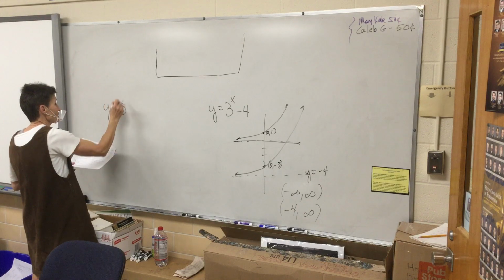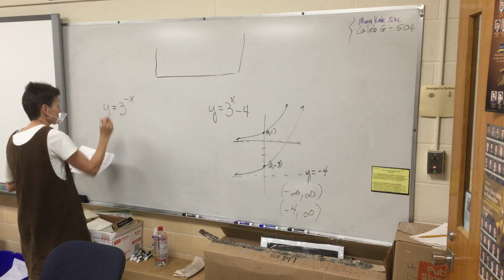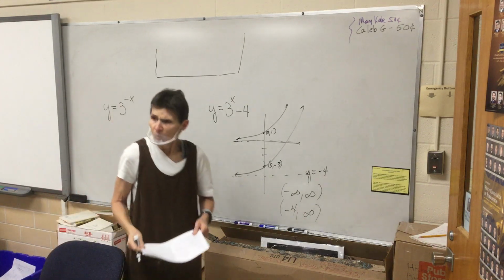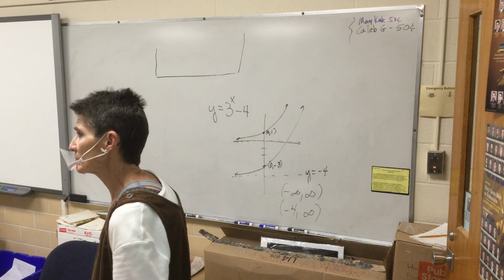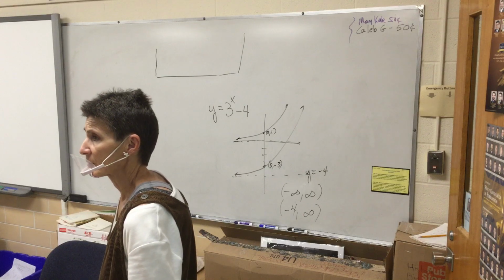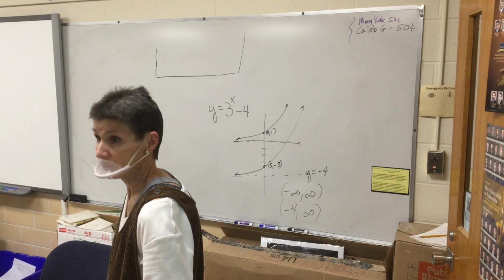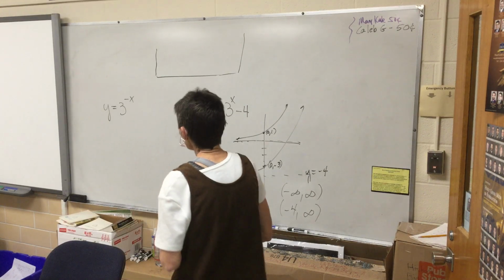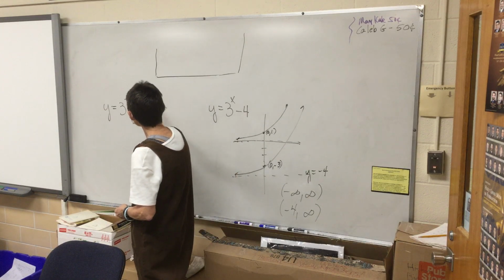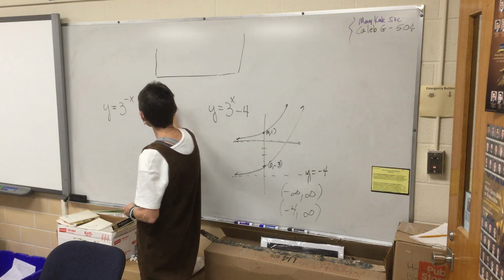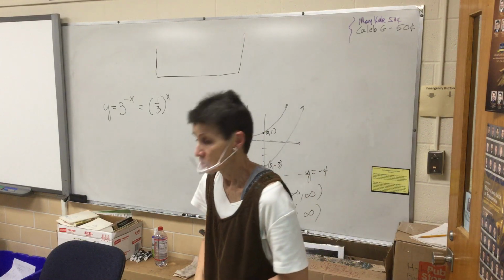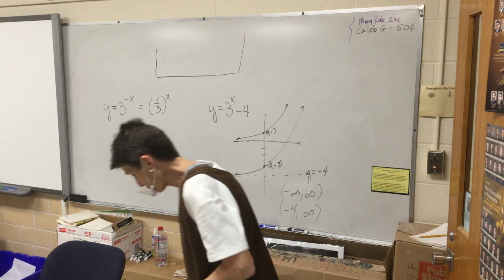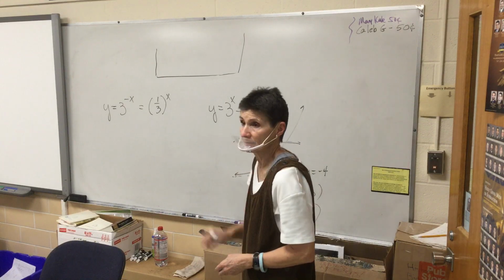Y equals 3 to the negative x. What does a negative exponent mean? 1 over, flip, 1 over. So another way to write this equation would be 1/3 to the x. So when it says, what is another way to write the equation? Right there. That's another way.